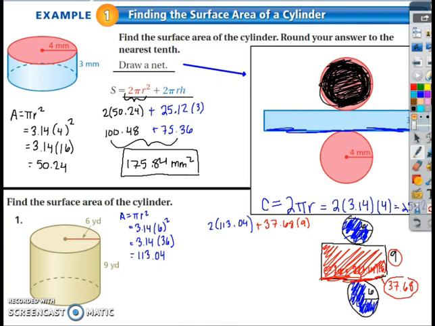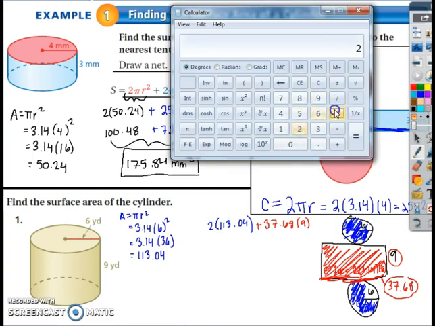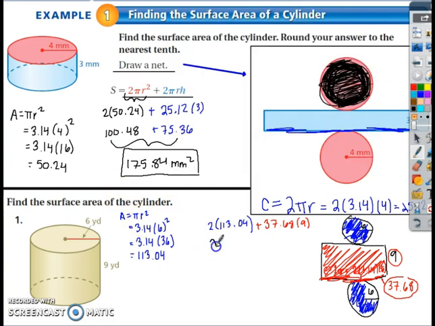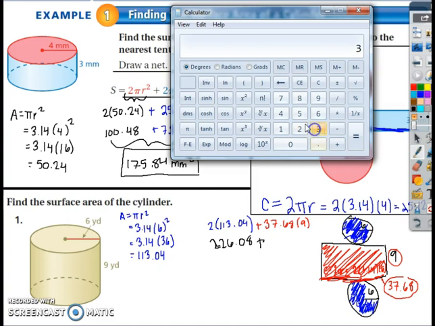2 times 113.04 will be my first calculation, and I find that that is 226.08. My second calculation will be the 37.68 times 9. So 37.68 times 9, and I see that that's 339.12.